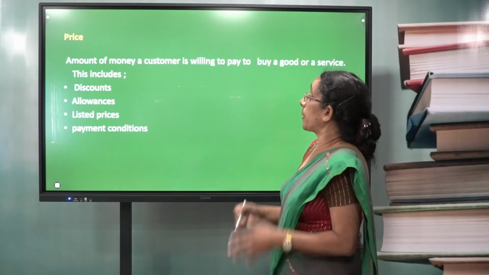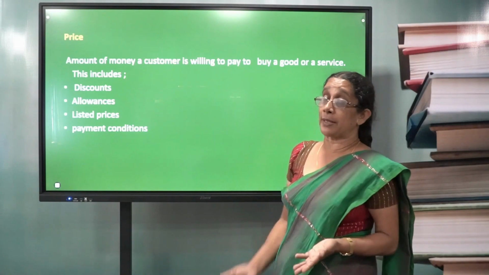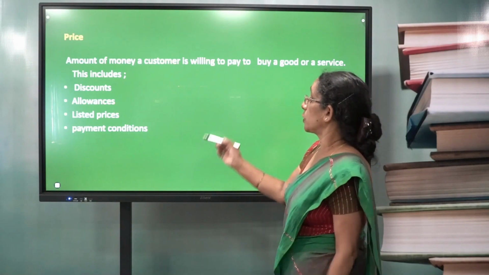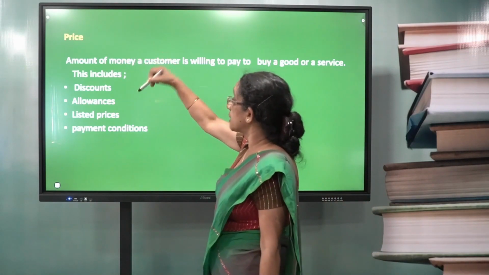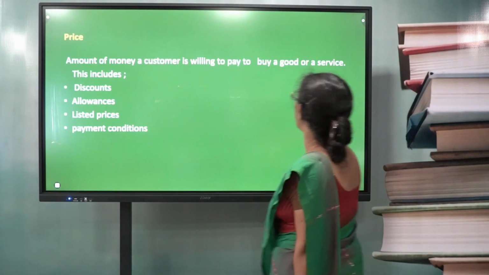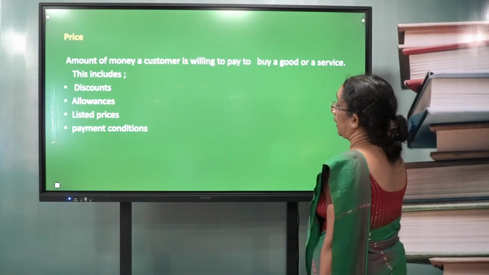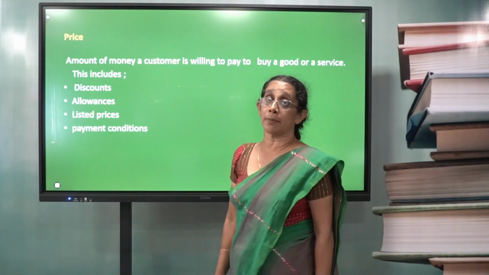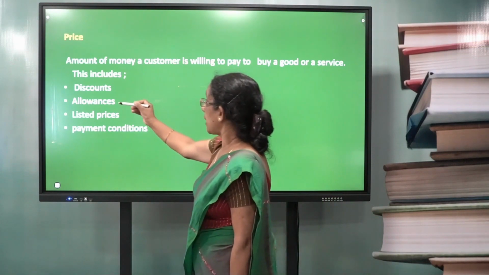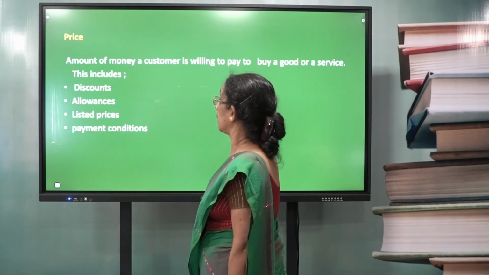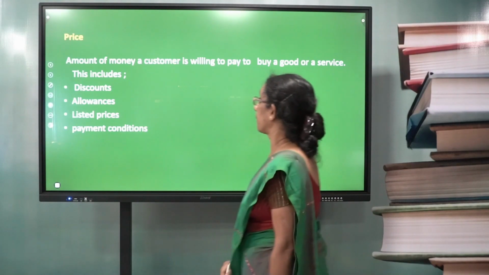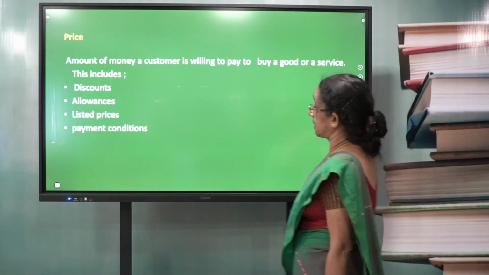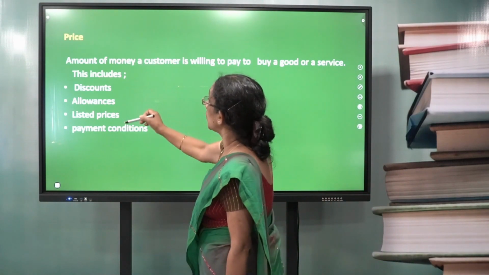If you go to a shop and the price is very high, we are not willing to pay that price. And if the price is less, we are willing to pay. So anyway, this is the price, and this is set by businesses. The amount of money a customer is willing to pay to buy a good or a service. And this includes various discounts. From price, various discounts can be obtained. That is reductions. And allowances. Various allowances can be given. And there are listed prices. And payment conditions. Now these things are included in price.